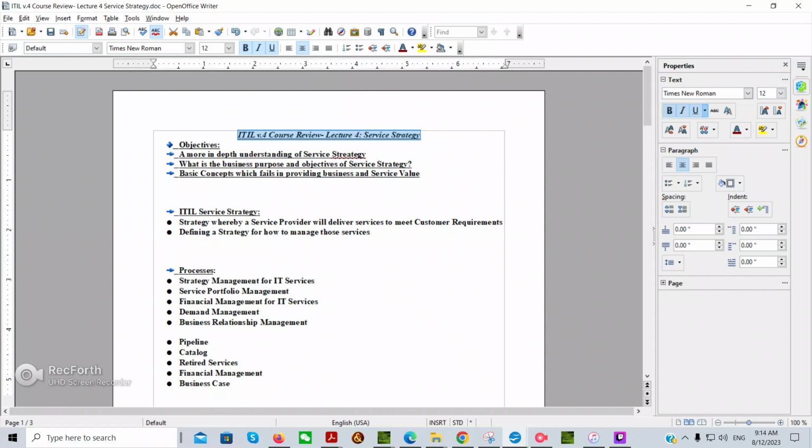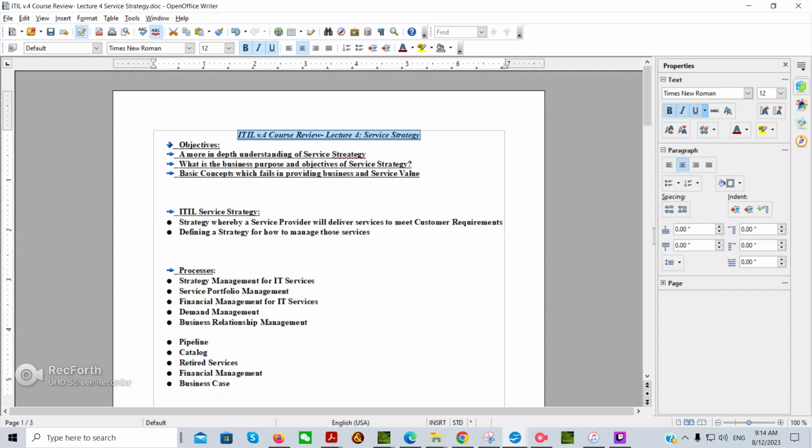Just a quick objectives. We have 3 objectives for this section. Number 1, a more in-depth understanding of service strategy. Okay? Number 2, what is the business purpose of the objectives in service strategy? Number 3, basic concepts which fails in providing business and service value.